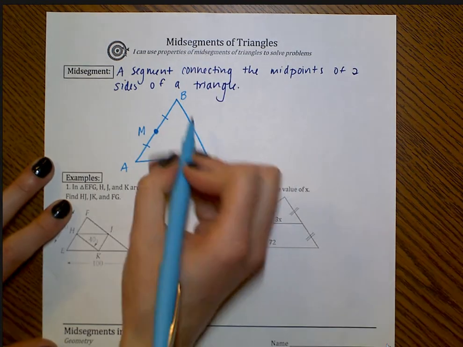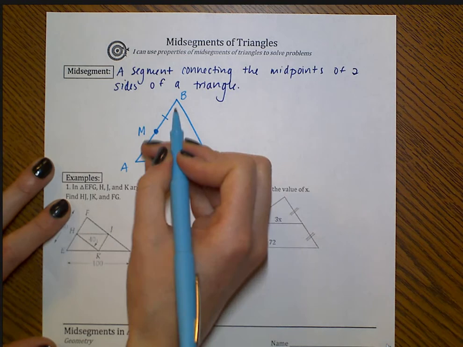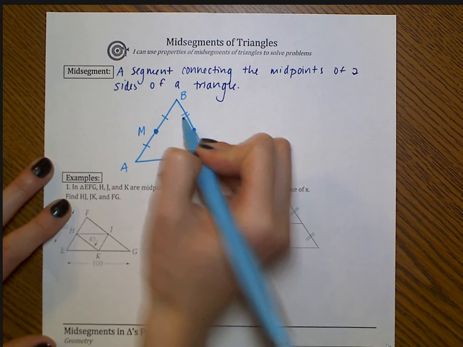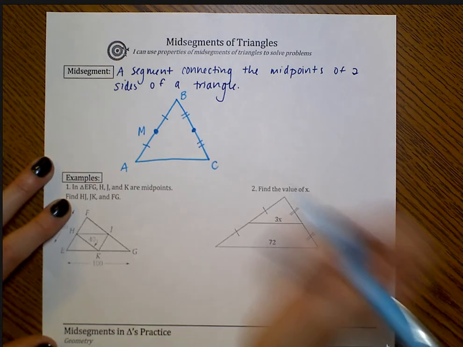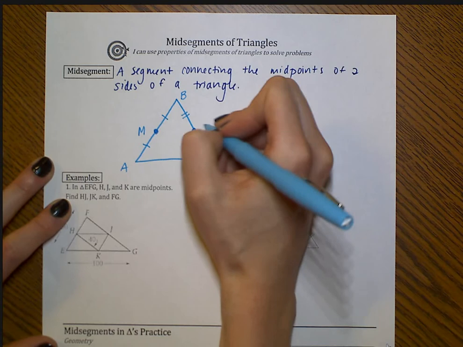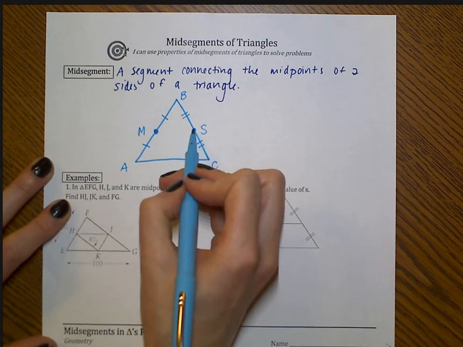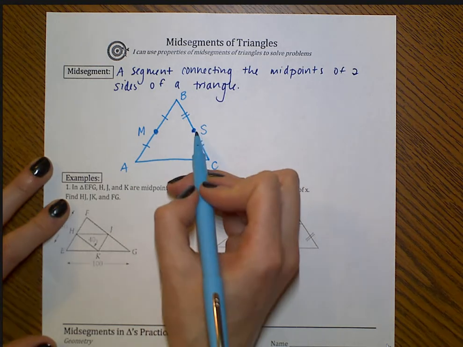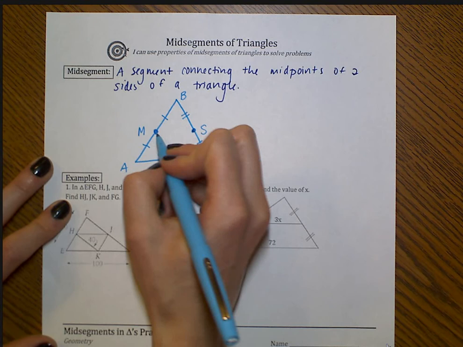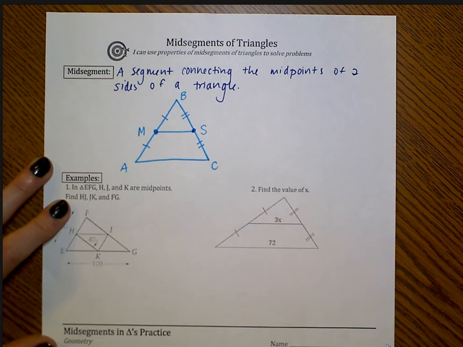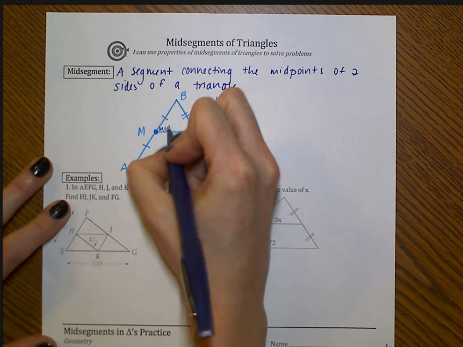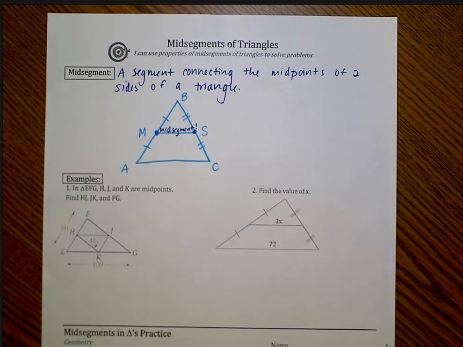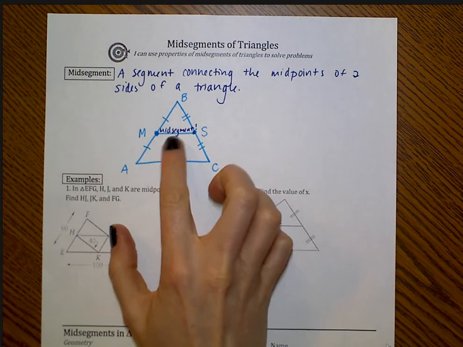And then maybe if I find a midpoint of another side, maybe let's choose BC. So, that looks pretty good. And we'll mark those two pieces congruent so I know that we'll call this point S is right in the middle. So M is a midpoint, S is a midpoint. If I connect these two midpoints, that right there, ladies and gentlemen, is called a midsegment. Okay, so it's nothing too fancy. It's just a piece that connects two midpoints in a triangle.